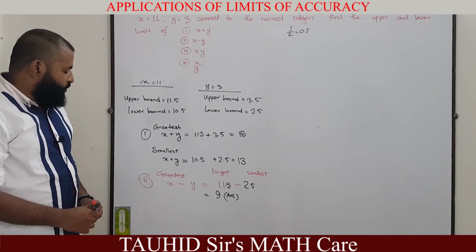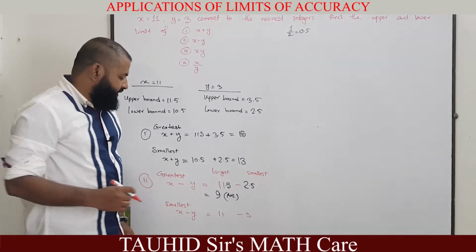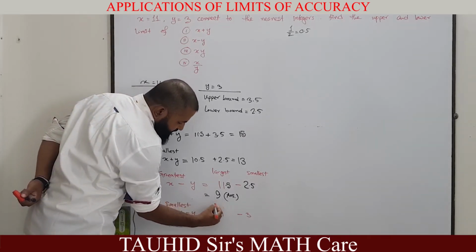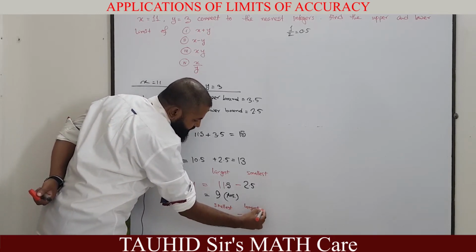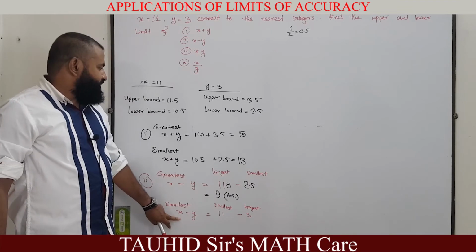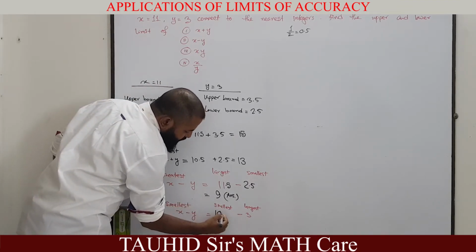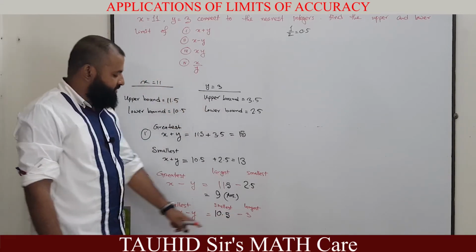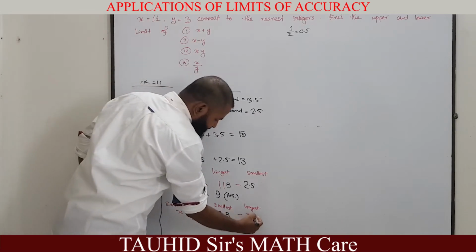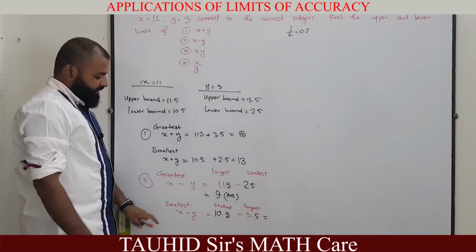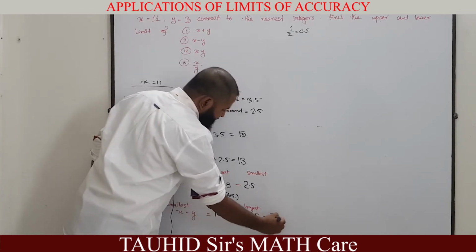And what about the smallest value of x minus y? To get the smallest value of x minus y, this value must be smallest and this value must be largest. The smallest value of x is 10.5. So we will write 10.5, and the largest value of y is 3.5. So the smallest value of x minus y will become 7.